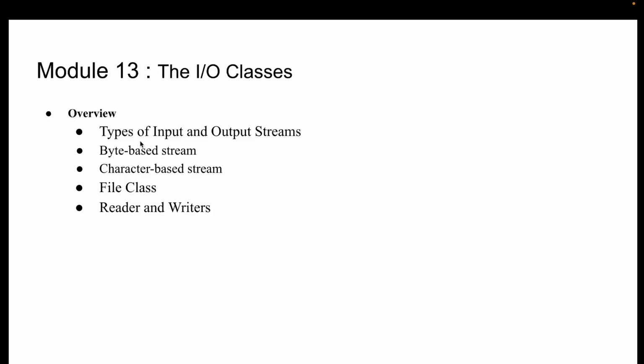In these input and output classes, we have input and output streams, then we have byte based streams. We'll go through this topic one by one. Then we have character based streams, then we have the File class, which contains some methods to perform some operations on the file. And then we have some readers and writers, how we can read from a file, how we can write to a file. So we'll go through this.